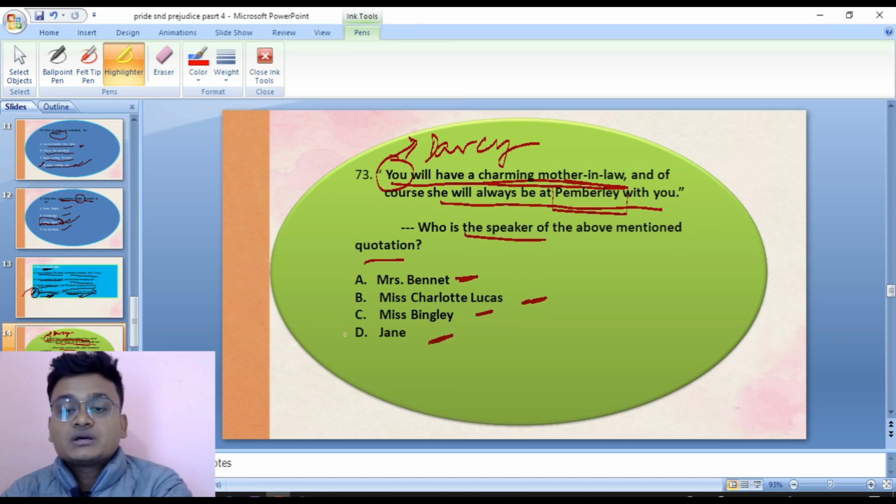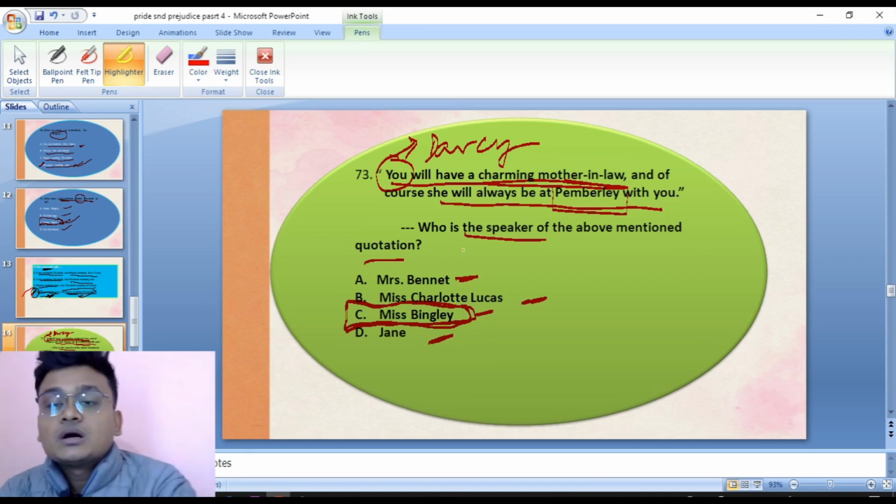So it is very true that Miss Bingley was very jealous when Darcy was thinking about, or was linked to, Elizabeth. That's why Miss Bingley was very jealous of that, and Miss Bingley was criticizing Elizabeth directly. So Miss Bingley was speaking this line to Darcy, and mother-in-law here means Mrs. Bennet.